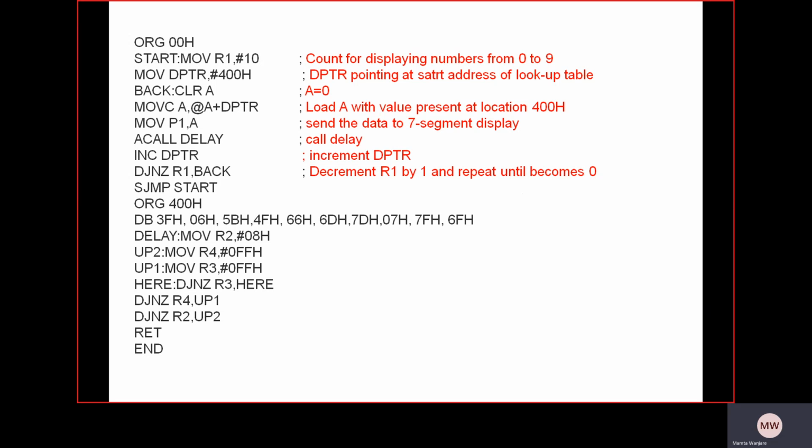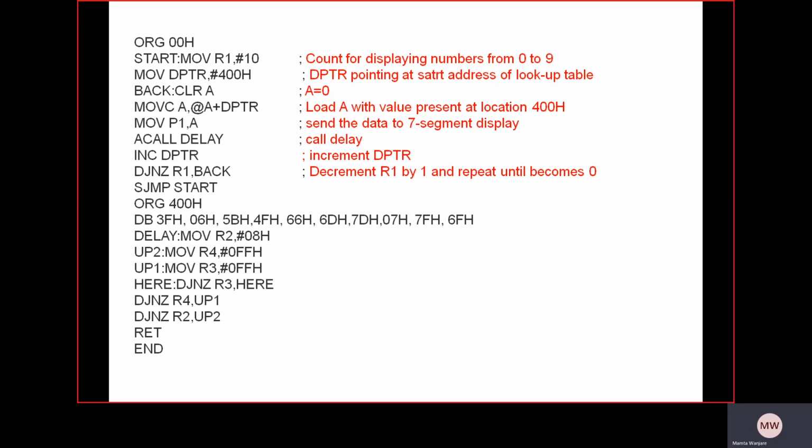MOV DPTR, #400H. That means DPTR is pointing at the starting address of the lookup table. The lookup table is given below. Its starting address is 400H. That is loaded into DPTR. Then back, clear accumulator. So for clearing, at the start the accumulator value is 0. MOVC A, @A+DPTR. Load A with the value present at location 400H.